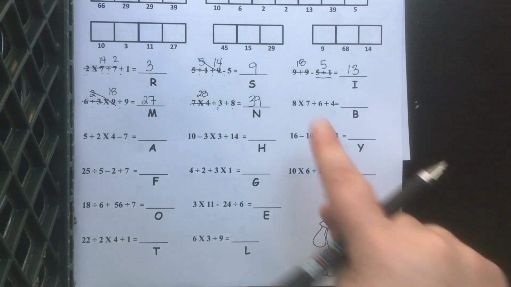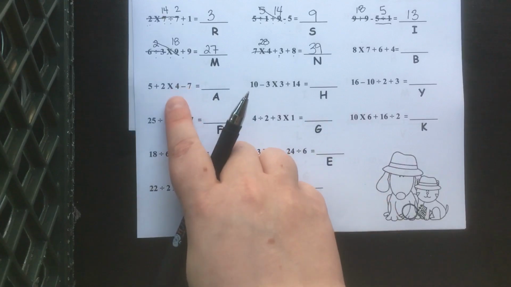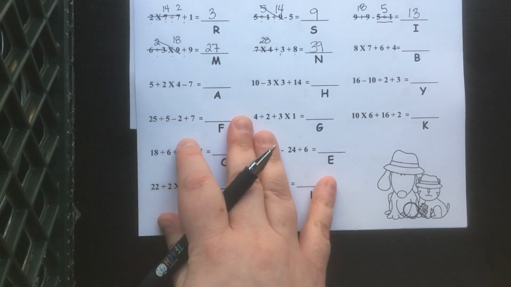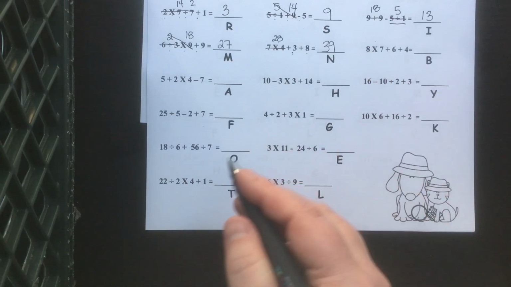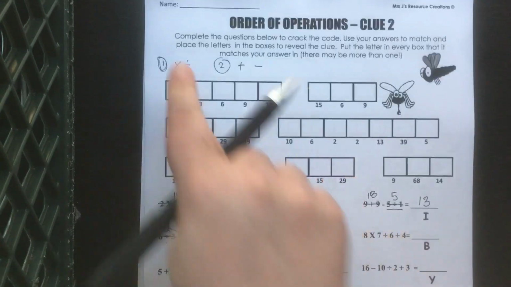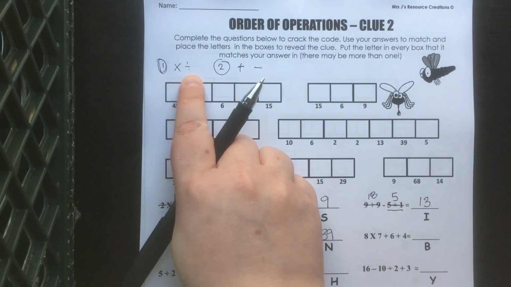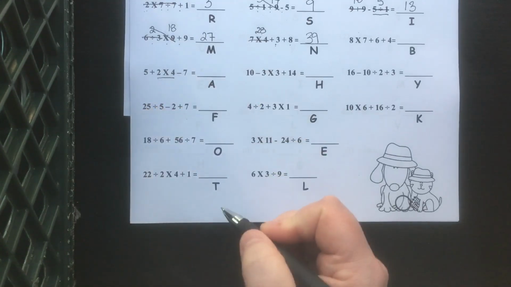All right, so you're going to do the same thing here. I'm going to look for tricky problems that I can help you on. Ooh, let's do this one. All 3 of these have the same thing where you have to do part of it first. So we have addition, multiplication, and subtraction. Which one do we do first? Multiplication and division. So we do the multiplication problem right in the middle first.